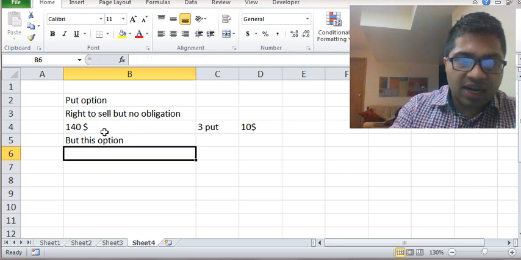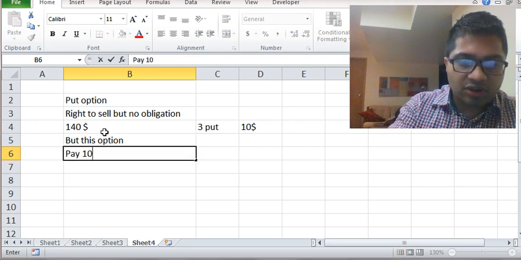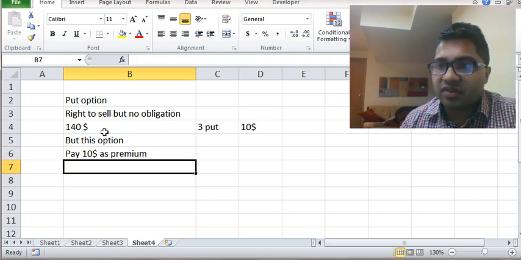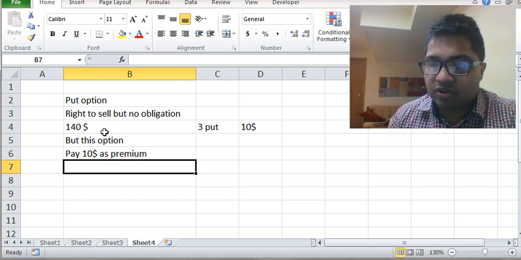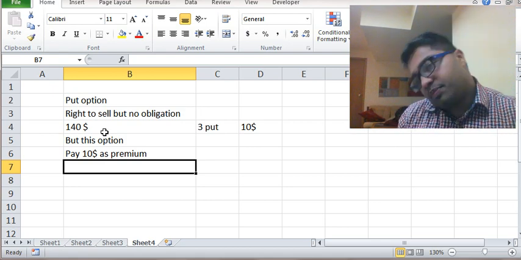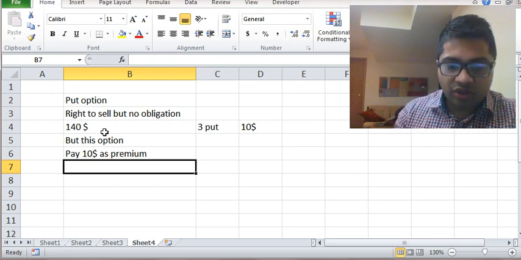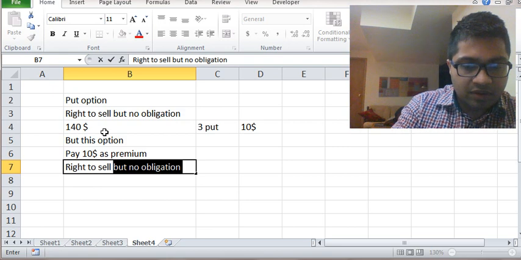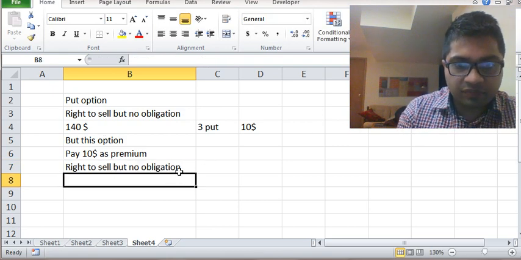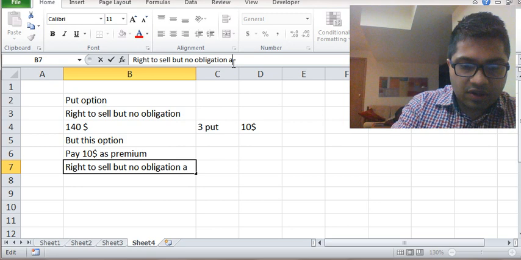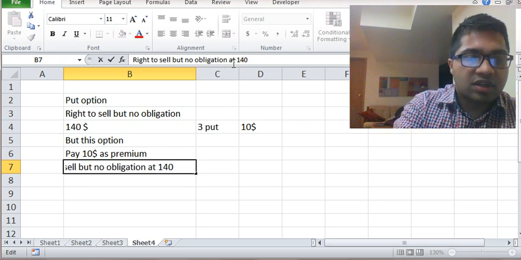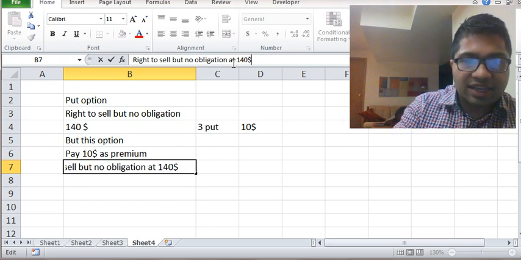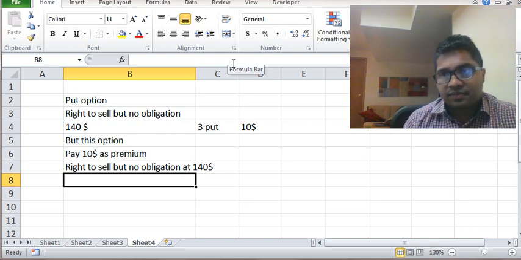So when you decide to buy, you pay $10 as premium. Premium once paid is never returned back to you, so it's a cash outflow. You'll never get it back. But because you have paid this premium, you get right to sell but no obligation at $140. So anytime in future you can sell Facebook at $140.